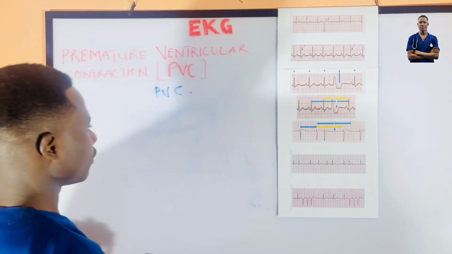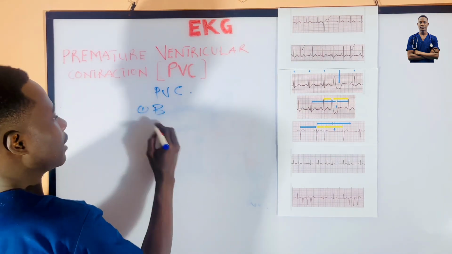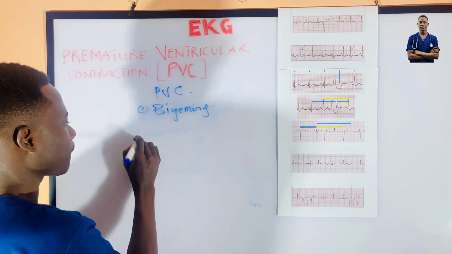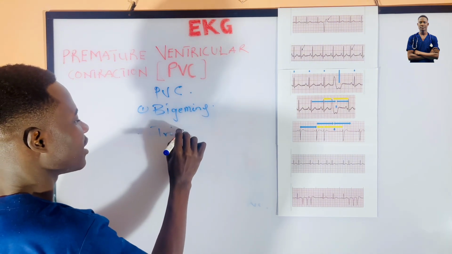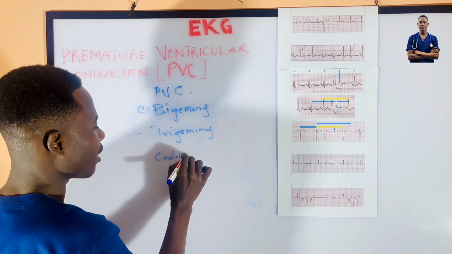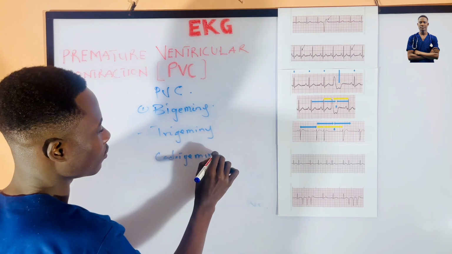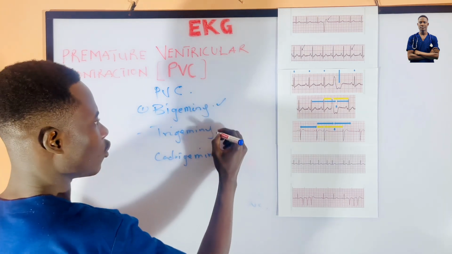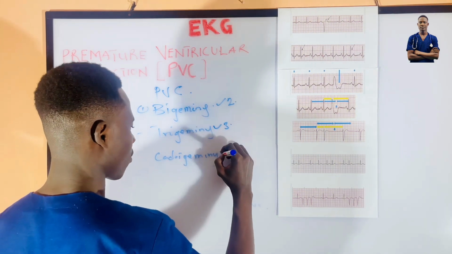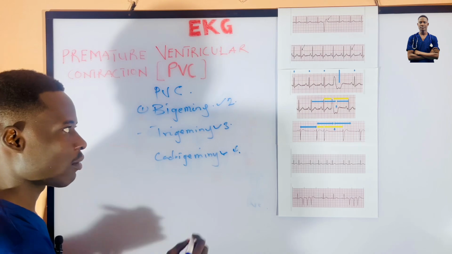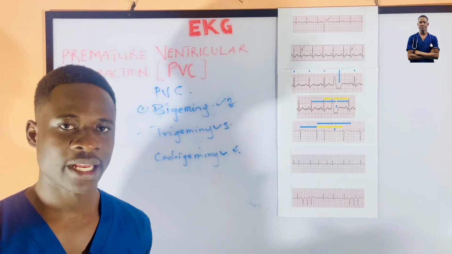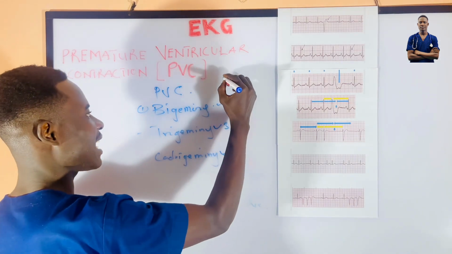Now, let's look at another one too. We can have bigeminy, trigeminy, and quadrigeminy. Bi, we all know is 2. Tri, we know is 3, and quadri means 4. Now, bigeminy means the PVC generated is on the second cardiac cycle.